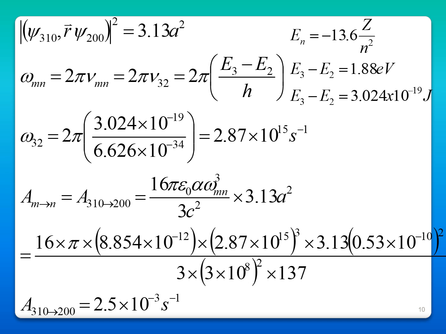Now you substitute this in the Einstein A coefficient. Here alpha is the fine structure constant, 1 by 137, epsilon naught is the permittivity of free space, c is the velocity of light, and a is the Bohr radius, 0.53 angstrom. Substituting all these values, we get the Einstein A coefficient as 2.5 into 10 power minus 3 per second. Thank you.